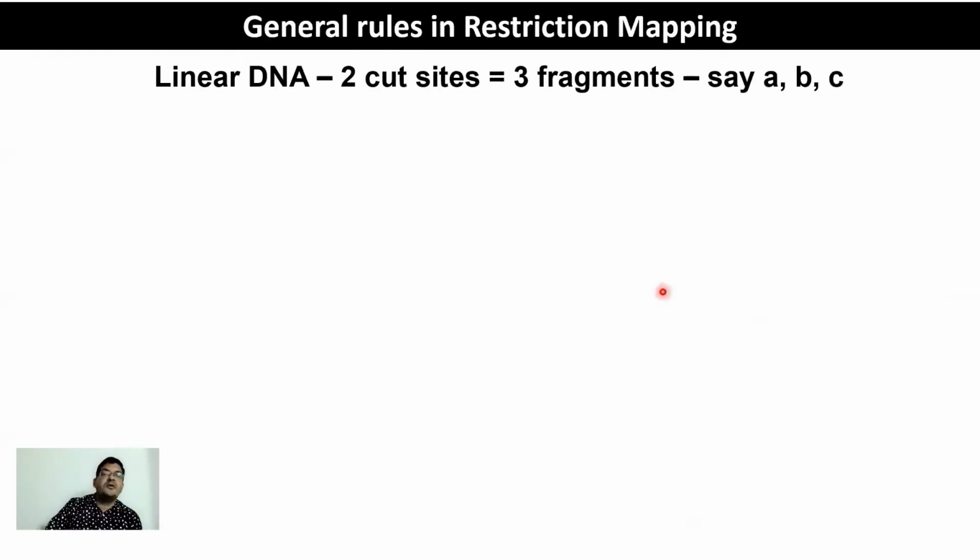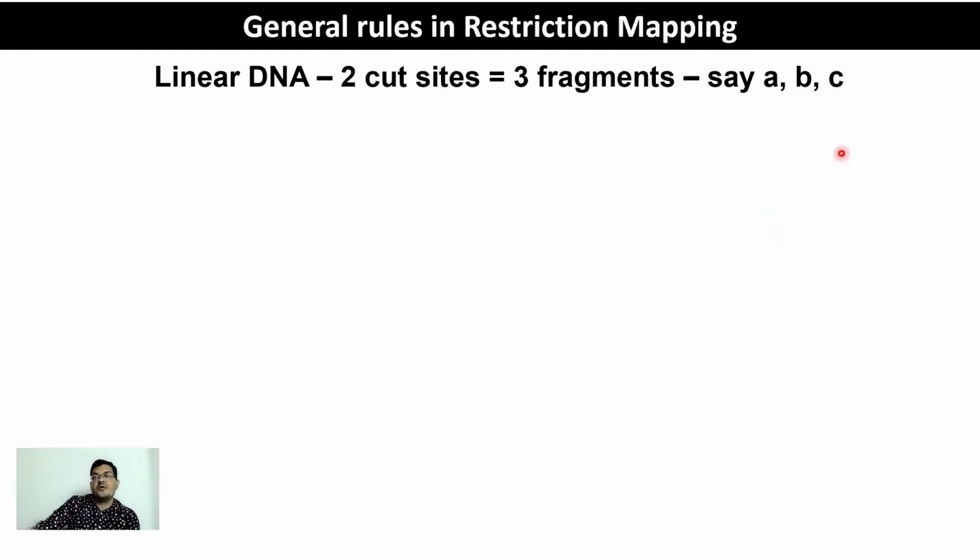So here you again have a linear DNA which has 2 cut sites, and now you know if a linear DNA has n cut sites, it will have n plus 1 fragments. So here 2 cut sites means 3 fragments, and let's say these fragments are named A, B, and C, right?